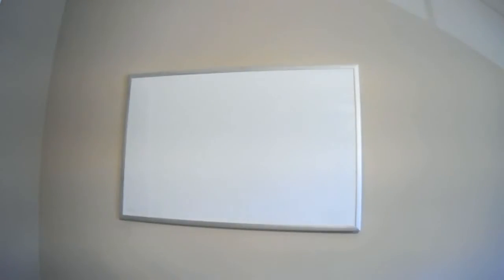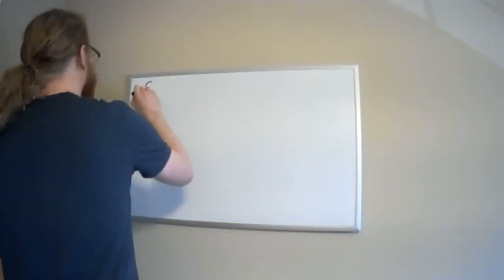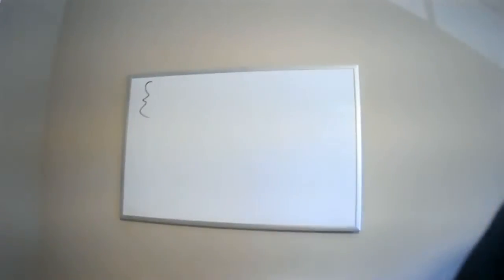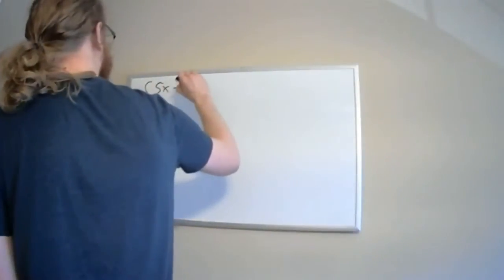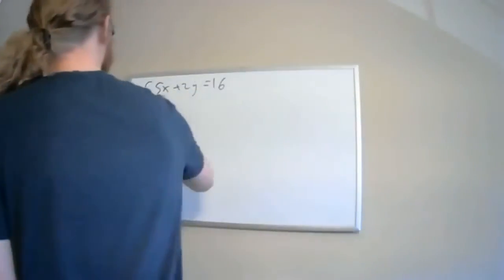So I could show you an example of that here. Let's look at number 11 on this sheet. I'll write it up here on the board. It's 5x plus 2y equals 16, and 6x plus 3y equals 21.